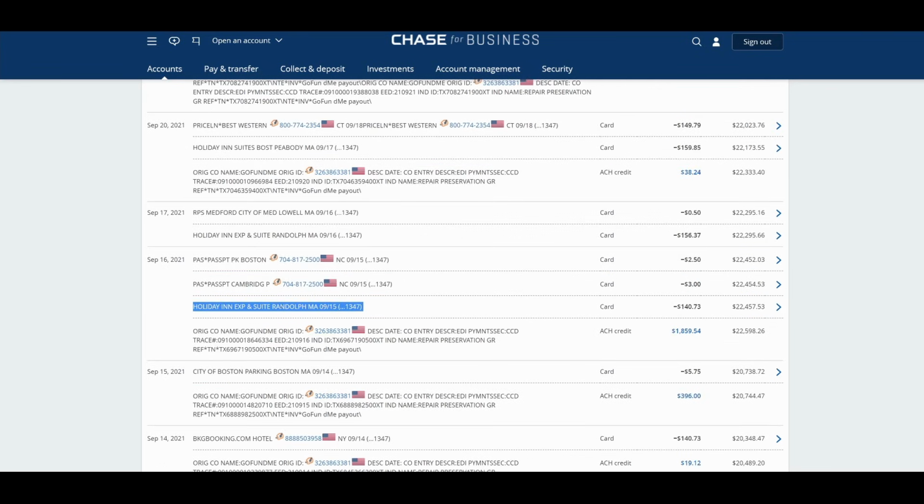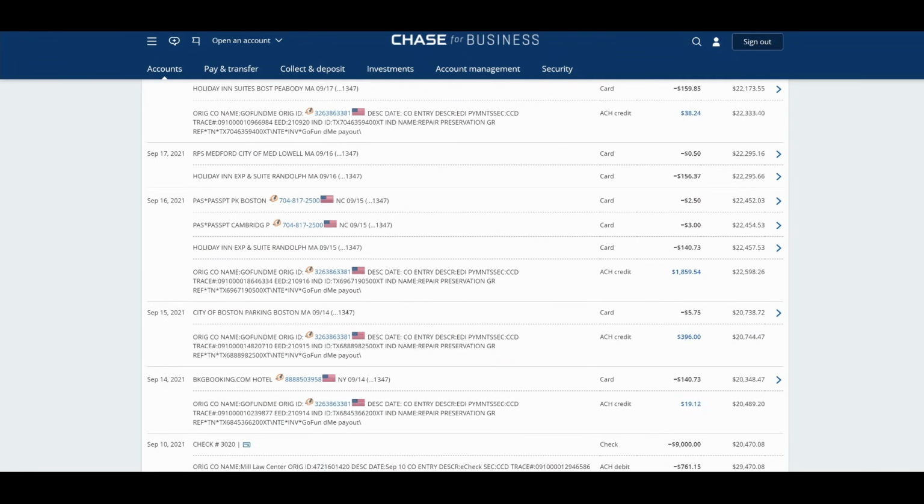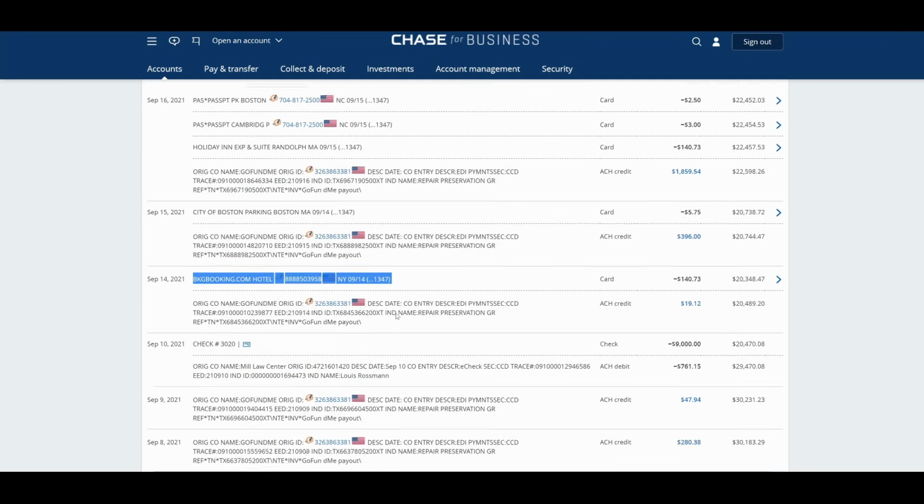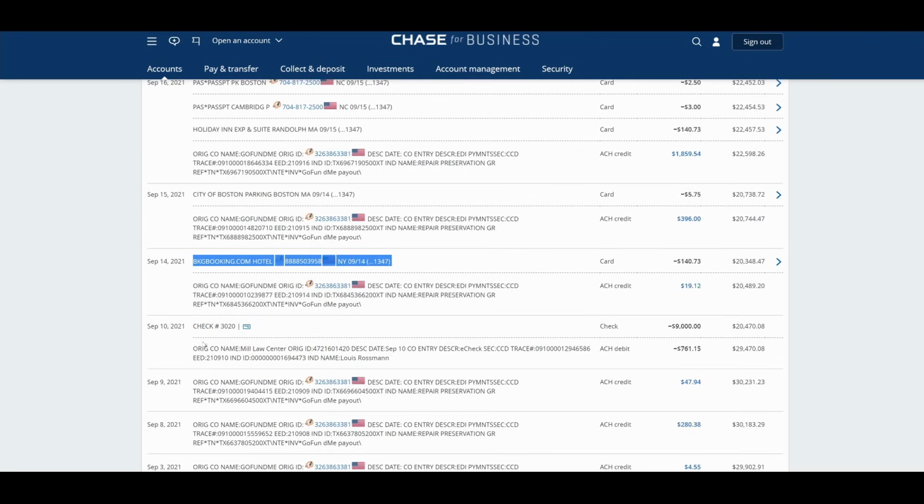And this was a hotel in Randolph, Massachusetts. This was a GoFundMe donation. This was me parking in Boston. This was a GoFundMe donation. This was a hotel during that Massachusetts trip that I took. And this is a check over here.